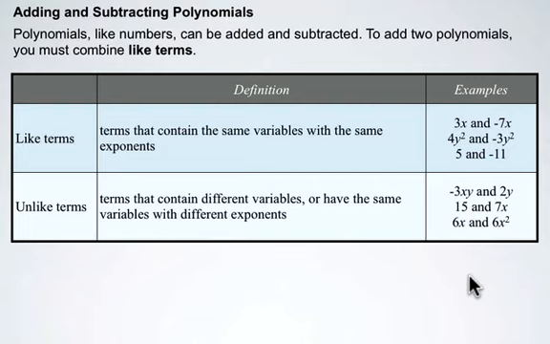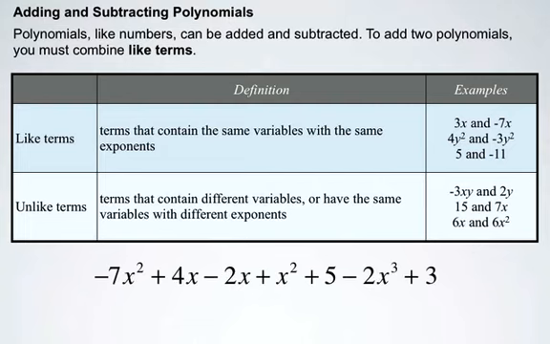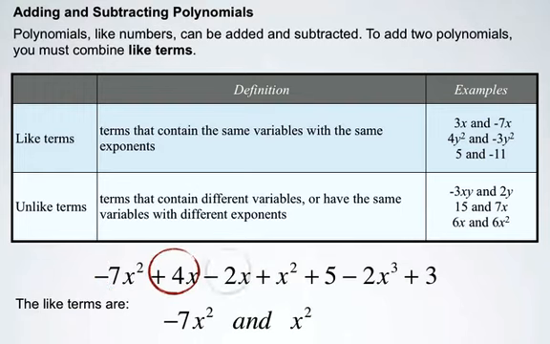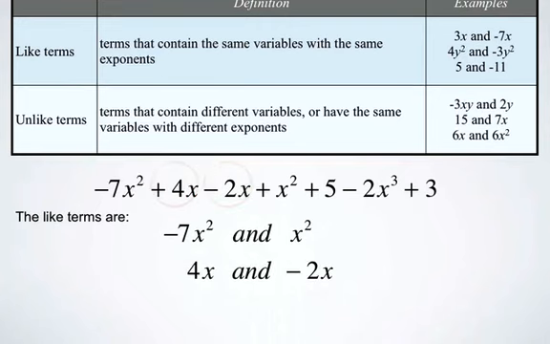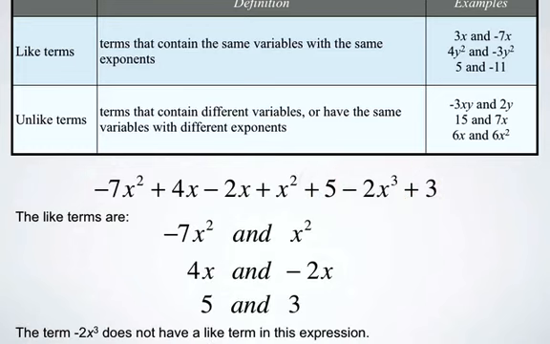1 and 2. So if we look at something like negative 7x squared plus 4x, subtract 2x plus x squared plus 5 minus 2x cubed plus 3, a pretty long polynomial. But the like terms would be negative 7x squared and positive 1x squared, positive 4x and negative 2x, positive 5 and positive 3, and the remaining term, negative 2x cubed, doesn't have any other like terms in this expression.